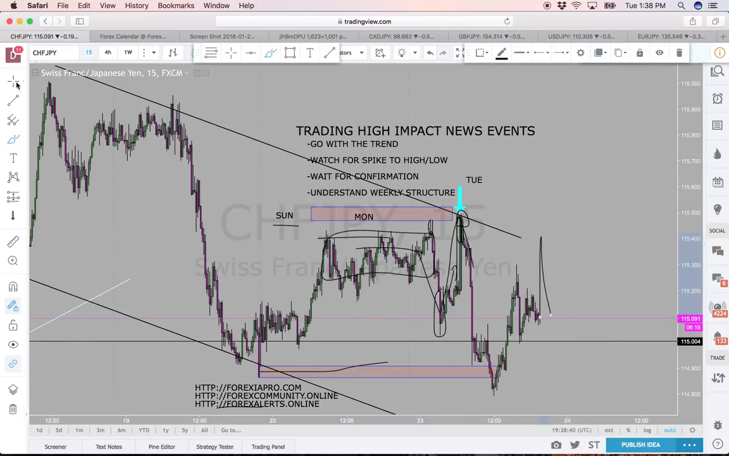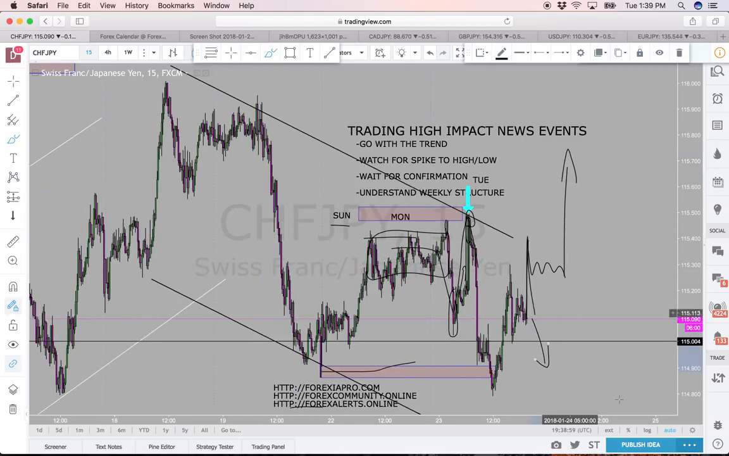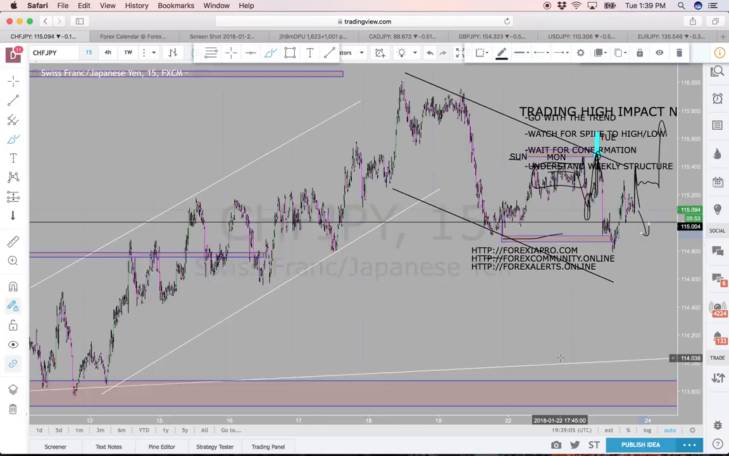Now, if we have another hit to the trend line like this, and then it starts consolidating at this trend line, then I would suspect possibly a break of that trend line. But for now, it looks like we're going down in this overall trend right now.